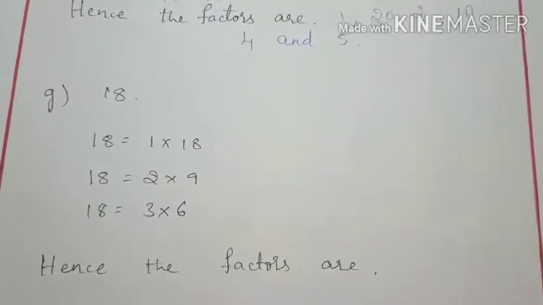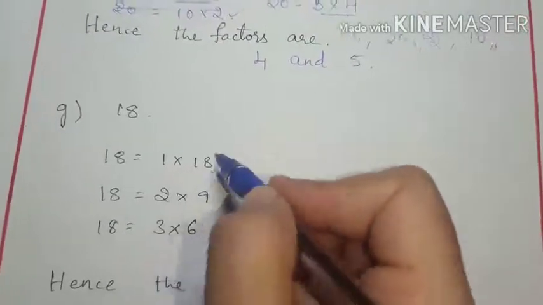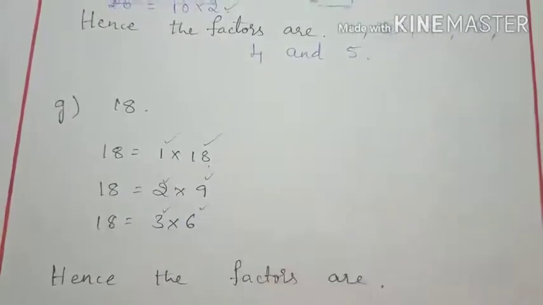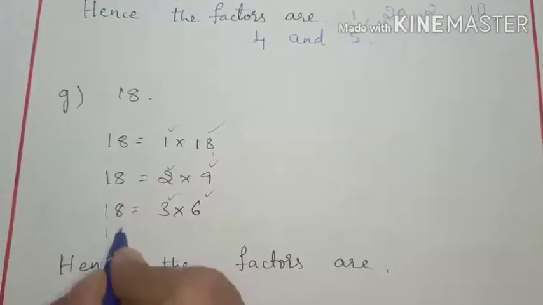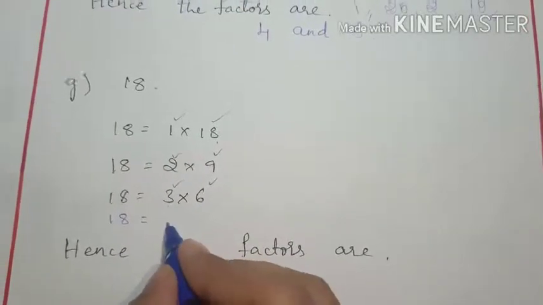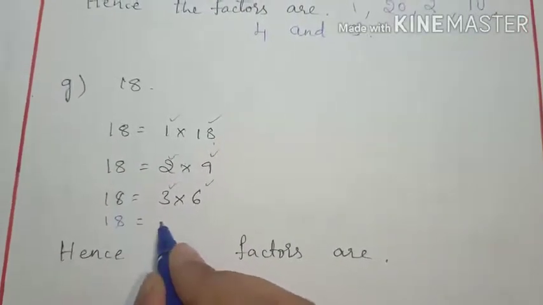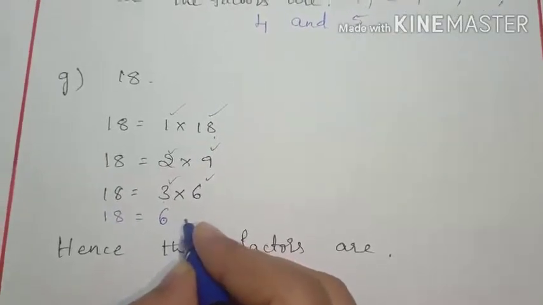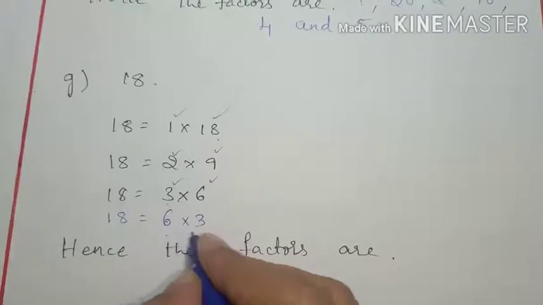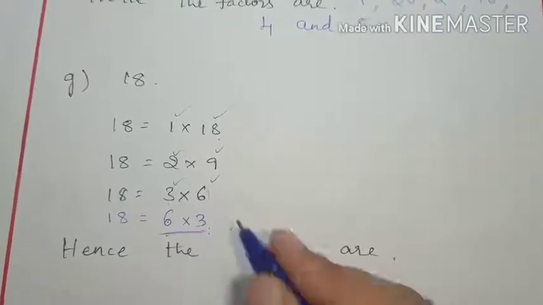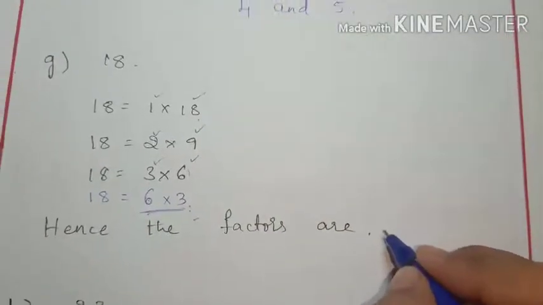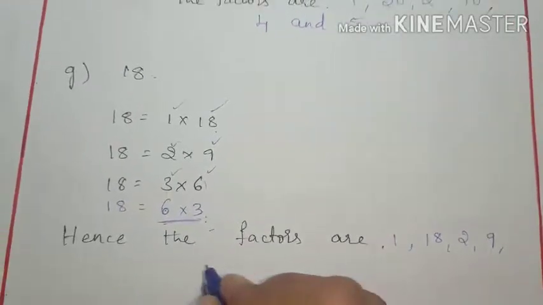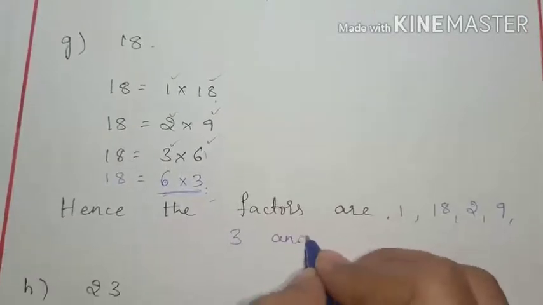Let us see question G. 18. 1 into 18 is 18. 2 9s are 18. 3 6s are 18. If you consider 4, in the 4 times table, 18 will not come. 5 times table, no. Next number is 6. 6 3s are 18. Since these numbers are repeated, stop here. The factors are 1, 18, 2, 9, 3 and 6.